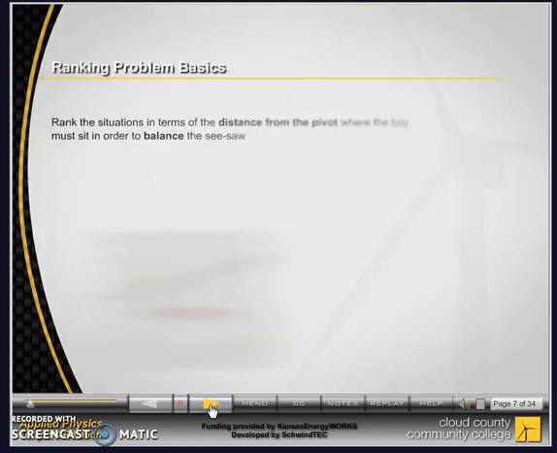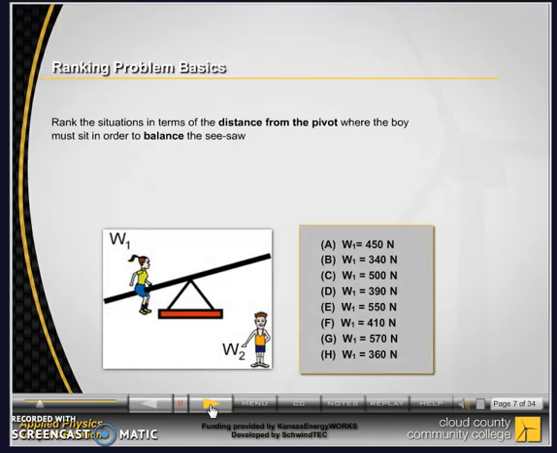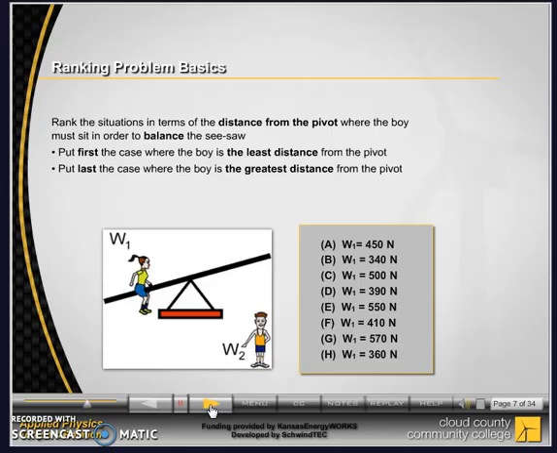Rank the situations in terms of the distance from the pivot where the boy must sit in order to balance the seesaw. That is, put first the case where the boy is the least distance from the pivot, and put last the case where the boy is the greatest distance from the pivot. If 2 or more situations have the same distance, give them the same ranking.